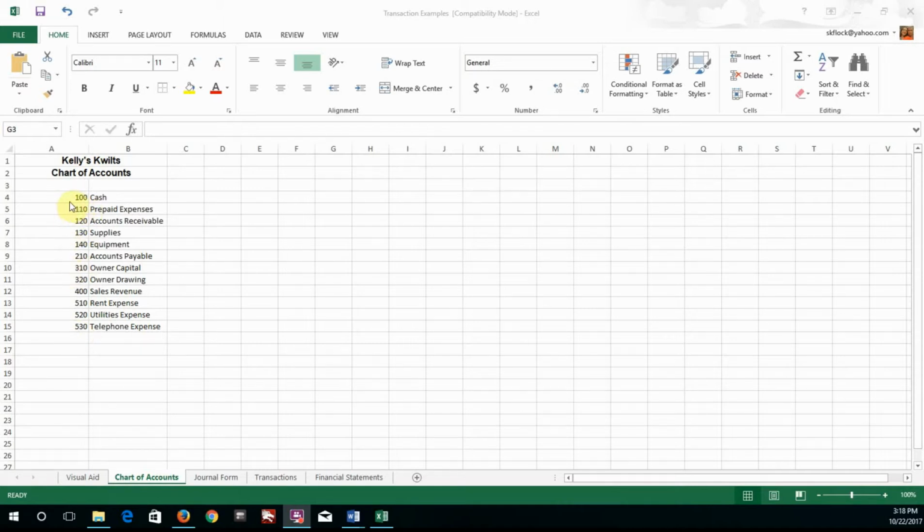Your account numbers may look very different from this. They could be a lot longer. They may be 5 digits or 10 digits, and they may have department codes buried in them. But this is just a very summarized, high-level overview of what a basic chart of accounts looks like for a company's accounting system.